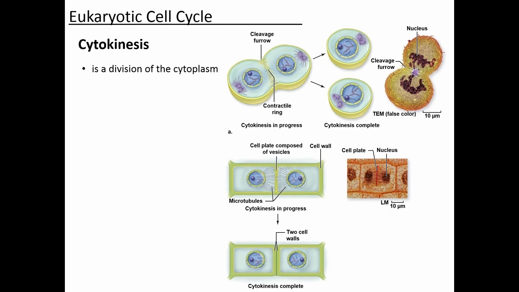Okay, so do you guys have any questions about how cytokinesis takes place in either animal cells or plant cells?